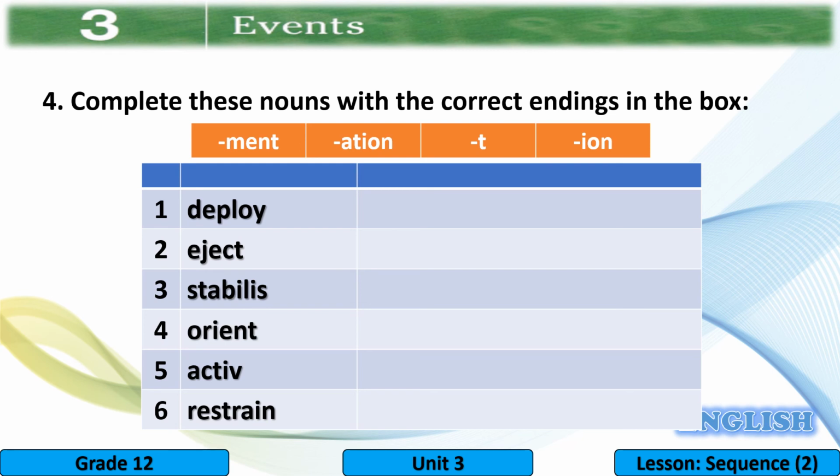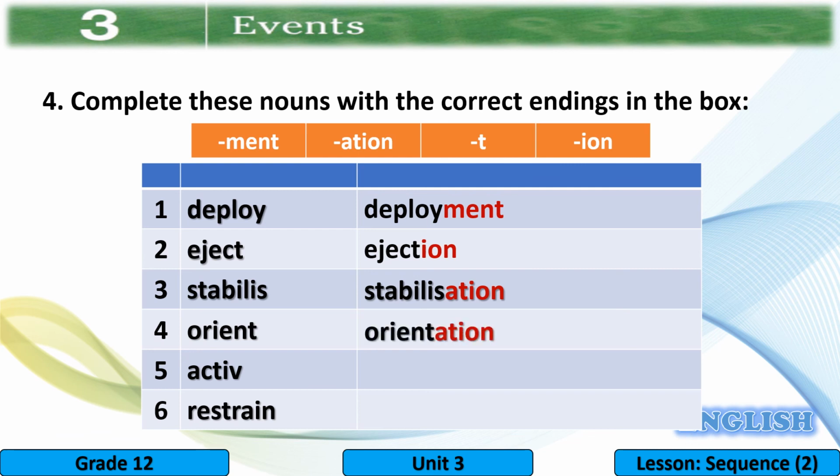Number 1, deploy becomes deployment. Number 2, eject becomes ejection. Number 3, stabilize becomes stabilization. Number 4, orient becomes orientation. Number 5, active becomes activation. And the last one, restrain, becomes restraint. Excellent, thank you so much.